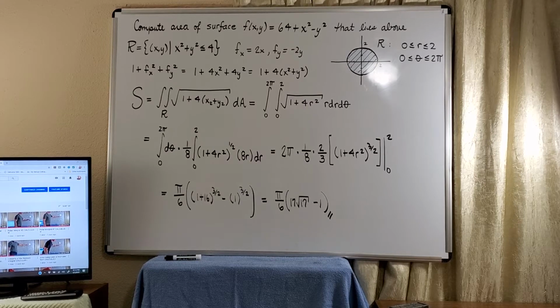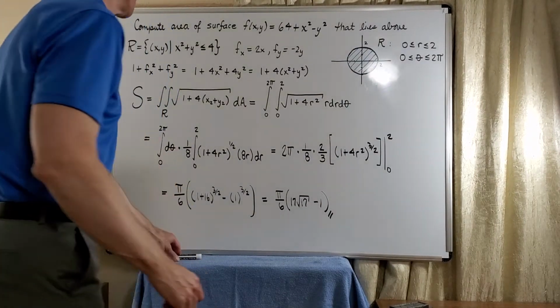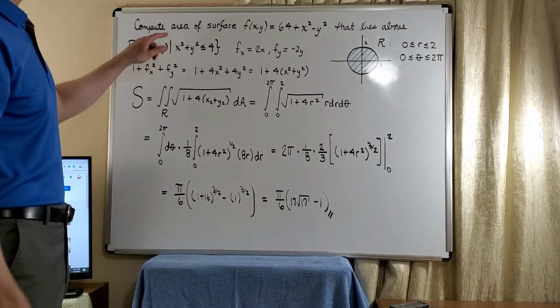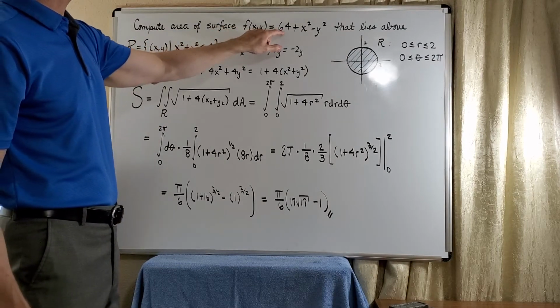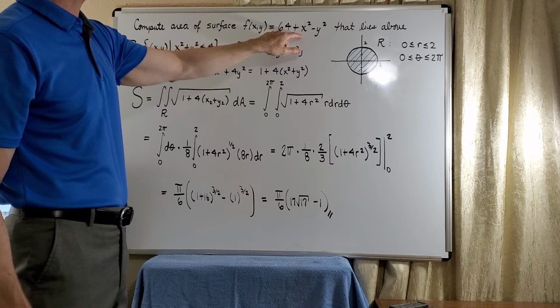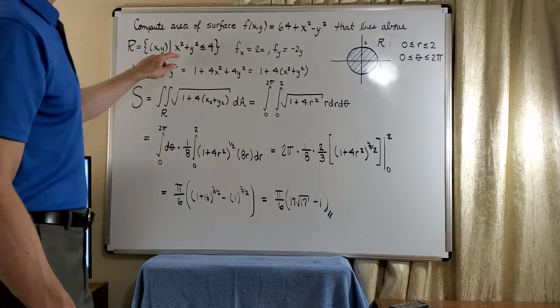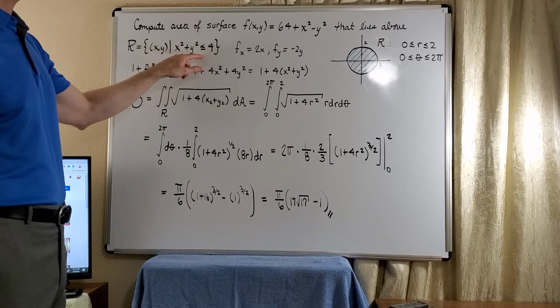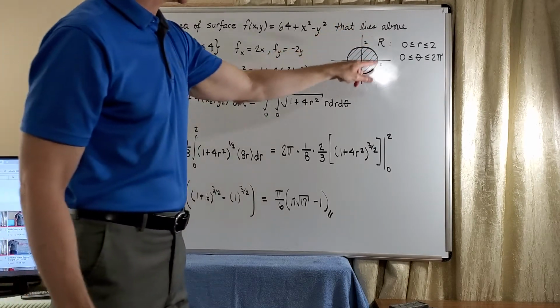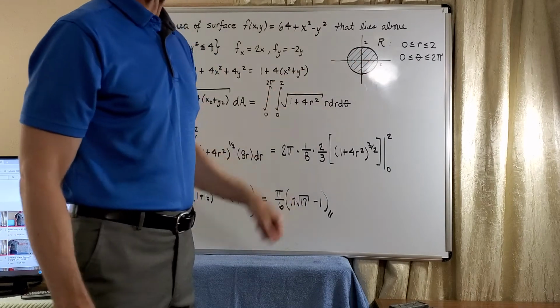Let's look at a surface area computation. In this particular case, we're asked to compute the area of the surface f of x equals 64 plus x squared minus y squared that lies above this region. The region is x squared plus y squared less than or equal to 4. So that's basically this disk here of radius 2.